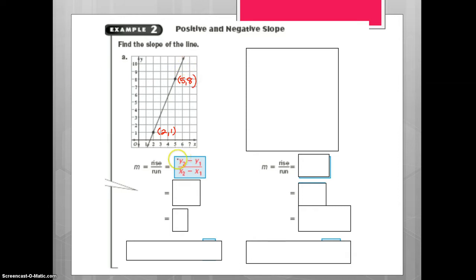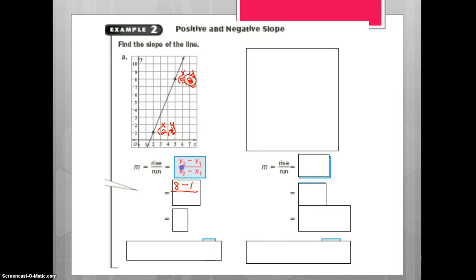Now we want to take one of the y's. So remember, the y's are the second numbers. The x's are the first. So let's take one of the y's. I'm going to just pick the 8. It really doesn't matter which one you pick. I'm going to pick the 8, subtract the other y. So that's the 1. So I have already used this 8 and this 1.